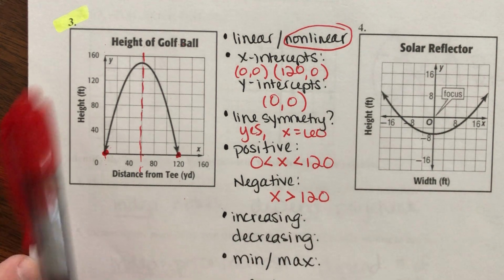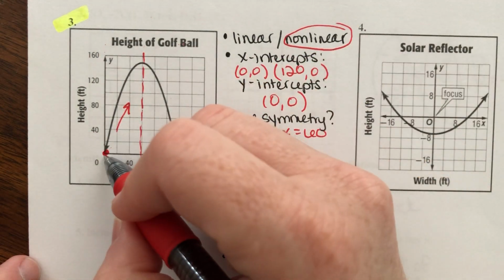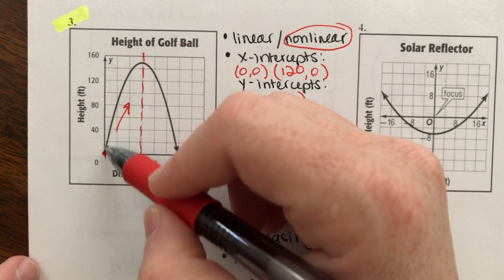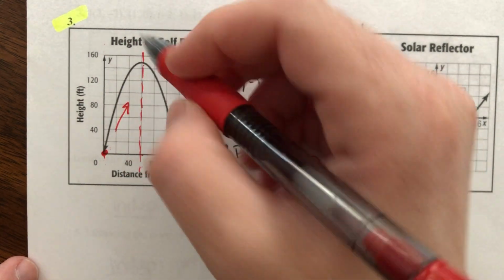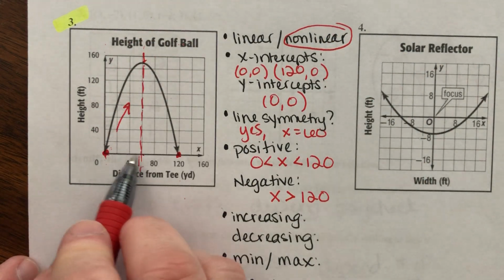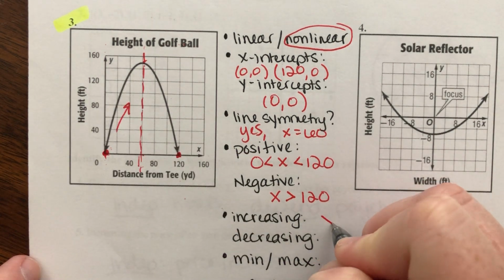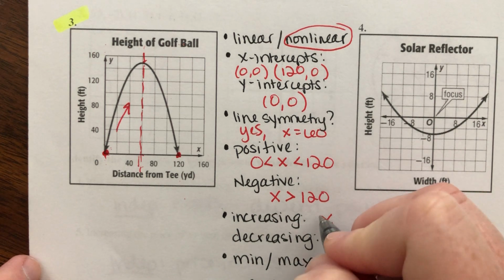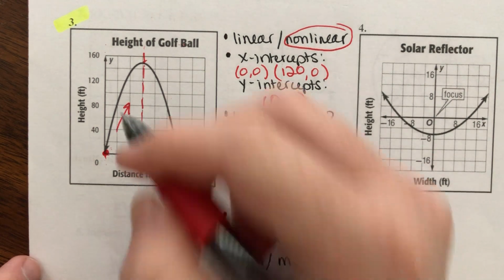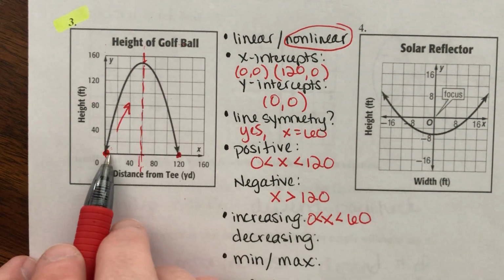Where is our graph going up when we read it from left to right? Where is it increasing? It's increasing when x is between 0 and 60, this line of symmetry here. When x is in between those two numbers, this portion of our graph is going up, right? So when x is in between 0 and 60, our graph is increasing.